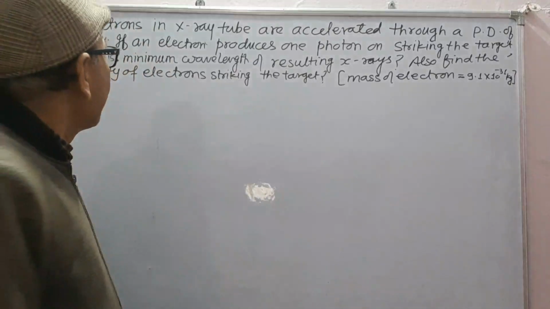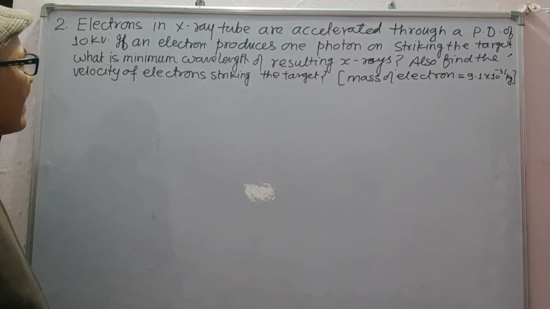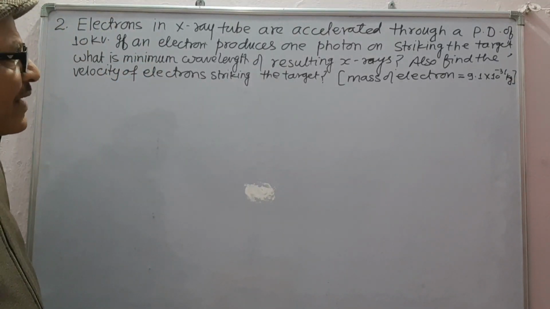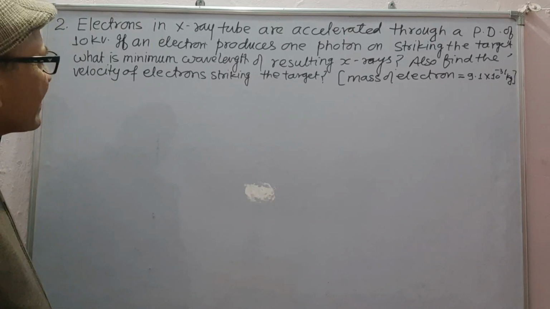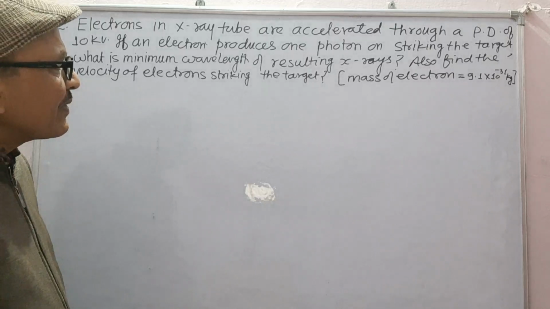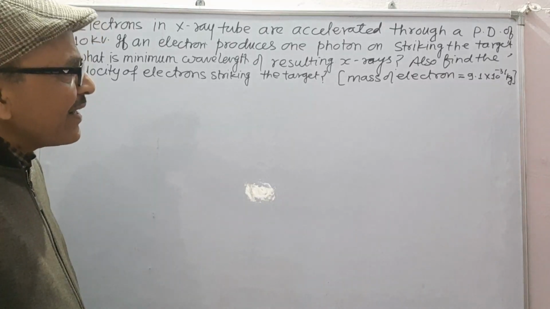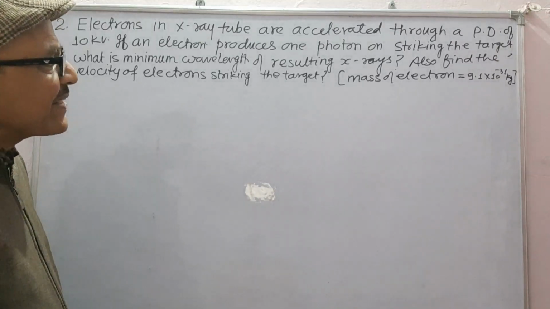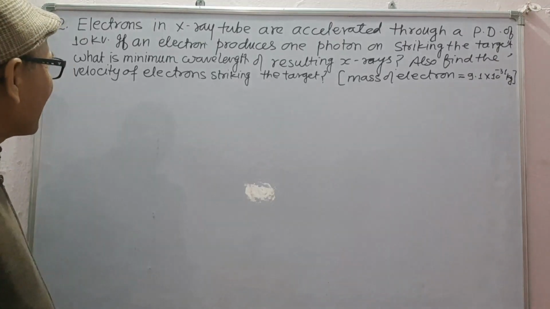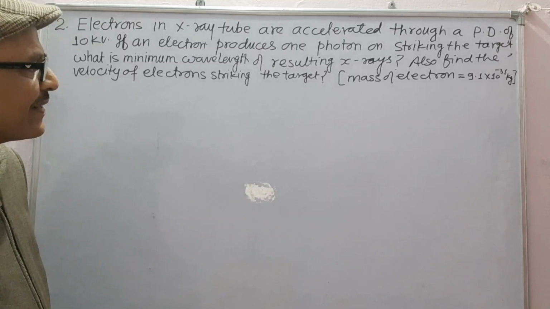Second question: electrons in an X-ray tube are accelerated through a potential difference of 10 kilovolt. If an electron produces one photon on striking the target, what is the minimum wavelength of resulting X-rays? Also find the velocity of electrons striking the target.